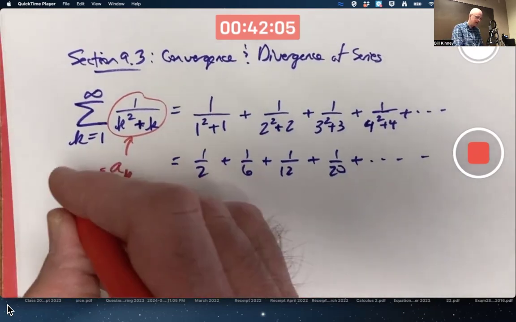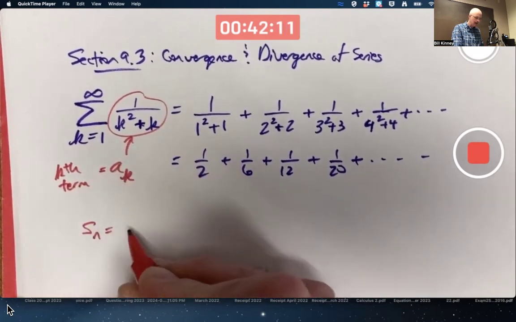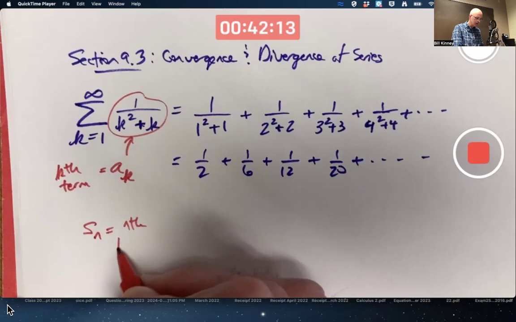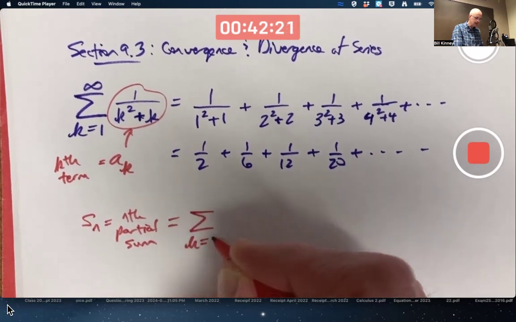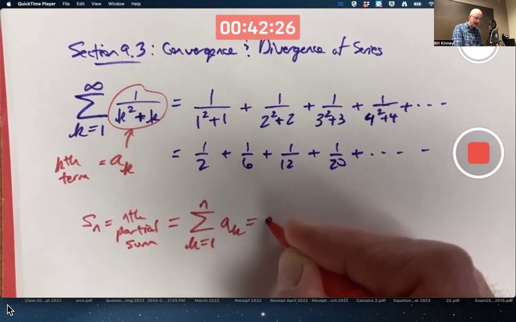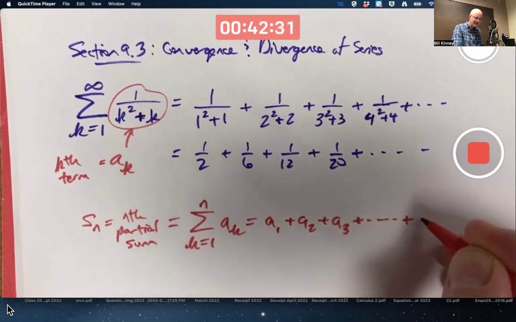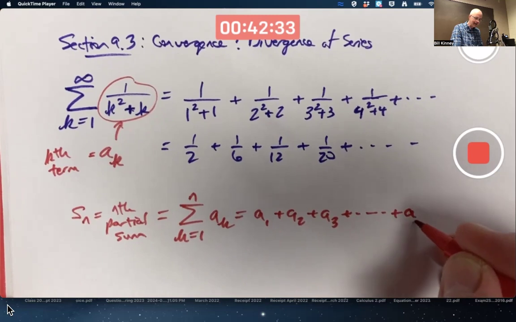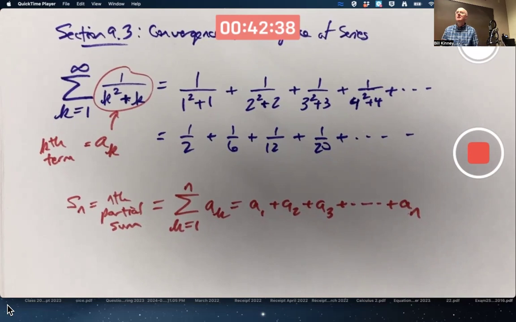This is the kth term. Sn is called the nth partial sum. It's the sum of the first n terms. Sum k goes from 1 to n of ak. It's a1 plus a2 plus a3 plus ... plus, when k is n, the last term is an. That's a finite sum. No problem giving meaning to it.